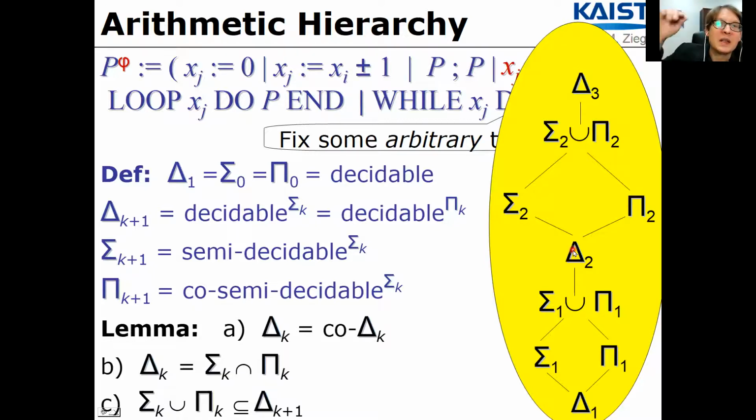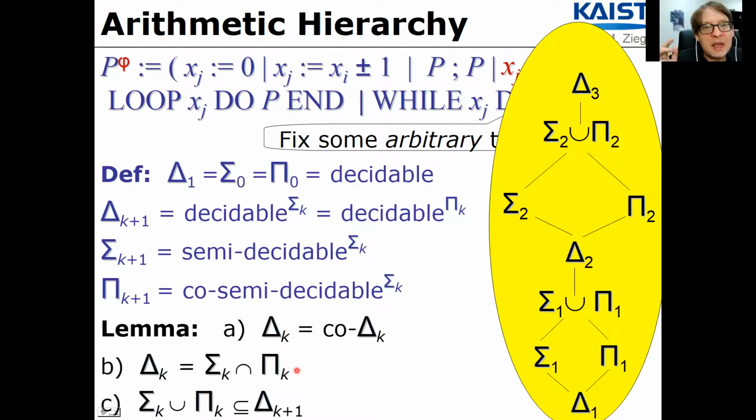And you can see how we can climb up that hierarchy, defining to be semi-decidable, decidable, or co-semi-decidable with an oracle that belongs to the previous lower level, gives rise to strictly increased power. Well, I haven't proved that it's strictly increased, but we'll do that in a minute. So that's one way of introducing what is called the arithmetic hierarchy. Okay, inductive introduction, and here's the property.